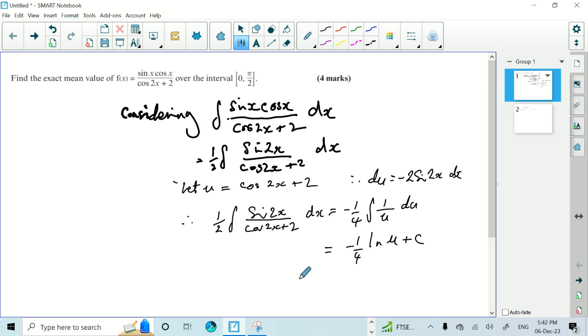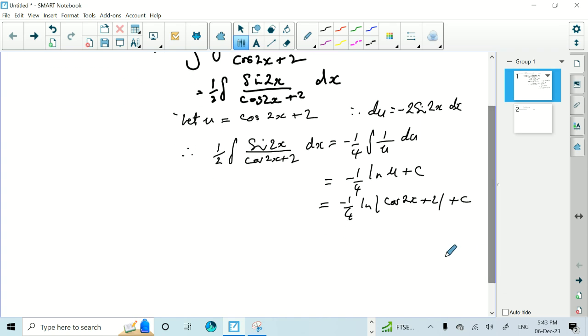And now substitute back in the value of u, which is cos 2x plus 2. That will give me minus a quarter natural log of the modulus of cos 2x plus 2, plus c.